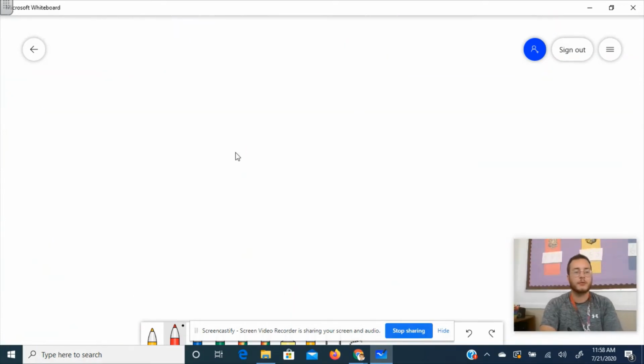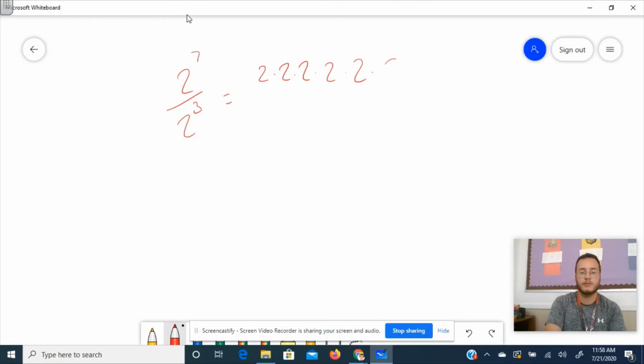Hey guys, before we move on to the next exercises, we need to learn something about dividing exponents with the same base. So if I have, let's say, 2 to the 7th power over 2 to the 3rd power, if I write this in expanded form, it's the same as saying 2 times 2 times 2 times 2 times 2 times 2 times 2 over 2 to the 3rd power. I can expand that, but I'm not going to yet, and you'll see why.